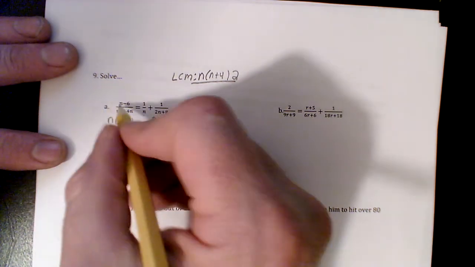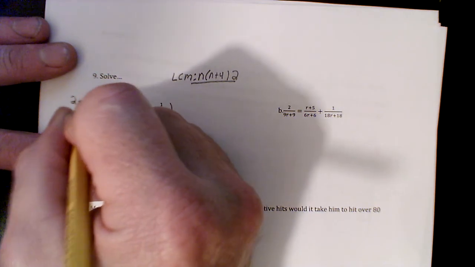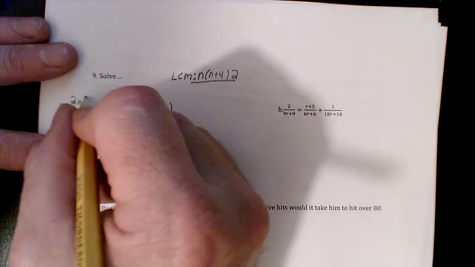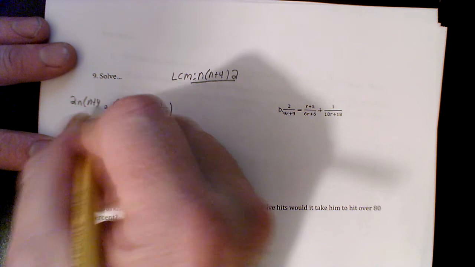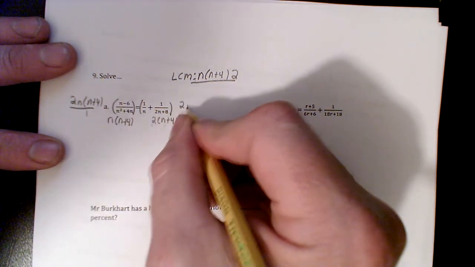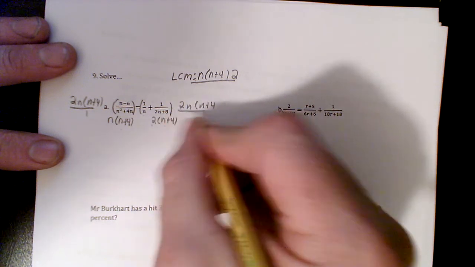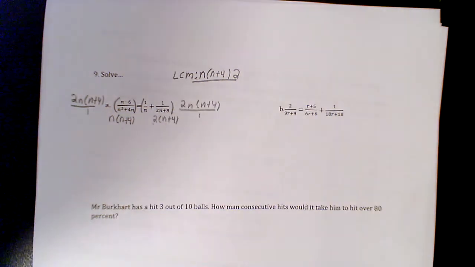And I'm going to try to show all of it. It may take some space. So I'm going to multiply this entire side and this entire side by this. 2n, that's just me putting the 2n together, and n plus 4. That's over 1. Over here I'm going to do the same thing. 2n, that's just putting that 2 and that n together, and n plus 4. Alright, so here we go.